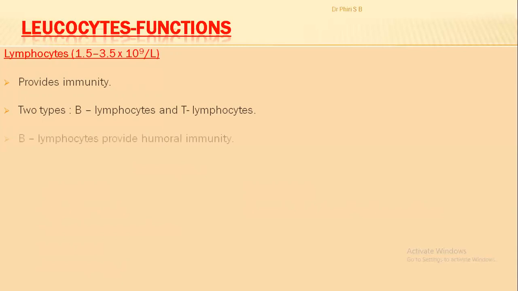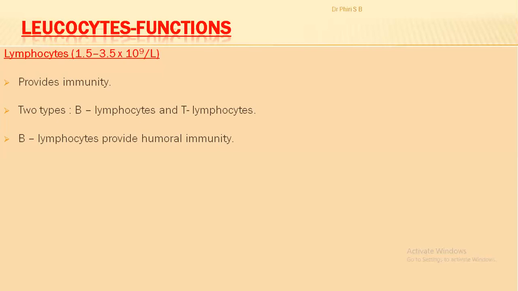So what would be the function of lymphocytes? These are the ones that are purely involved in immunity. They will provide immunity to the body. You have two types of lymphocytes, B lymphocytes and T lymphocytes. The B lymphocytes are involved in humoral immunity. T lymphocytes are involved in cell-mediated immunity.